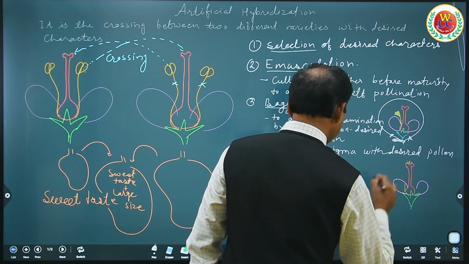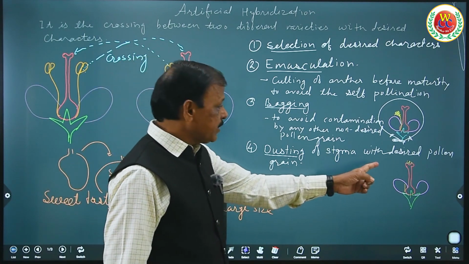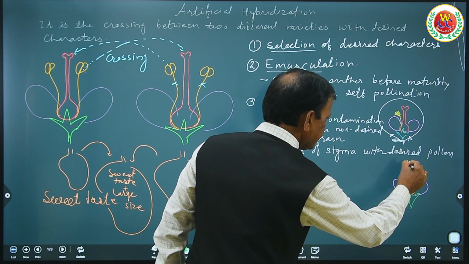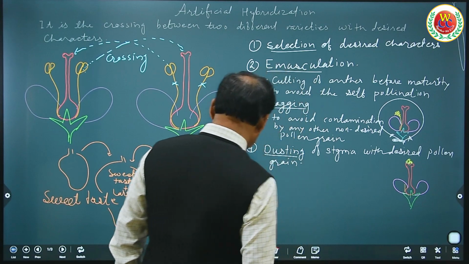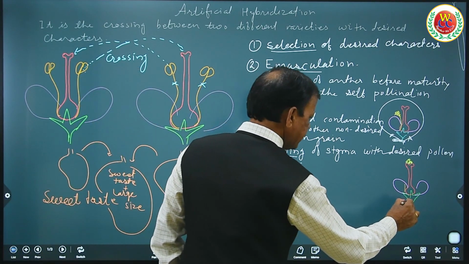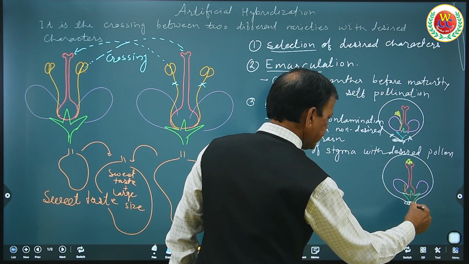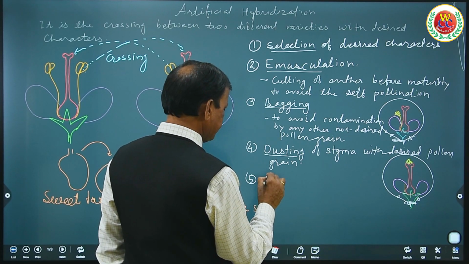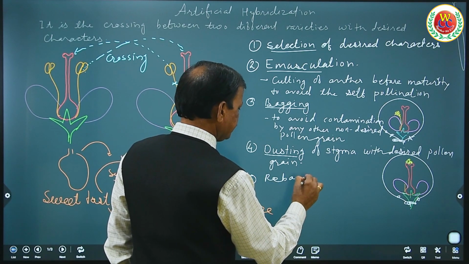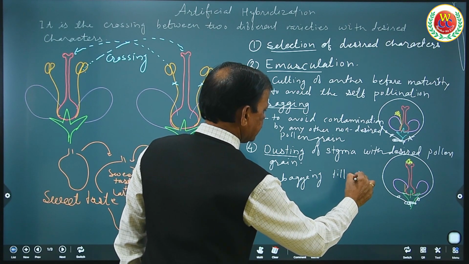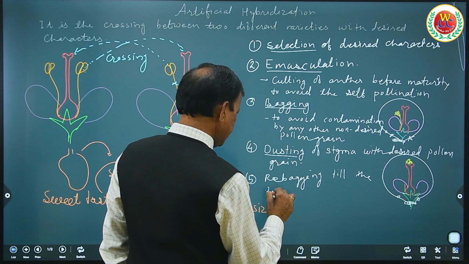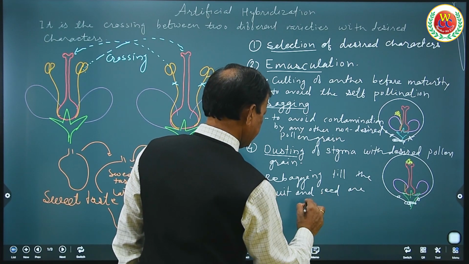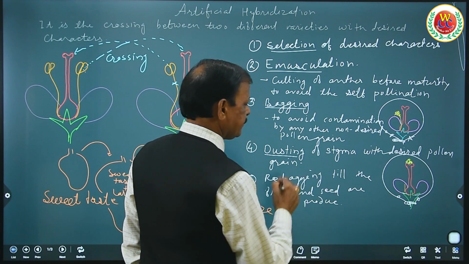So it has to be rebagged to avoid the contamination, because another pollen grain may fall and germinate before that, to avoid that pollination. So these are the pollen grains from the desired character, and here this is the rebagging and tie-up. There are holes from the downside to have the air. So the fifth step is rebagging till the fruits and seeds are developed or produced.